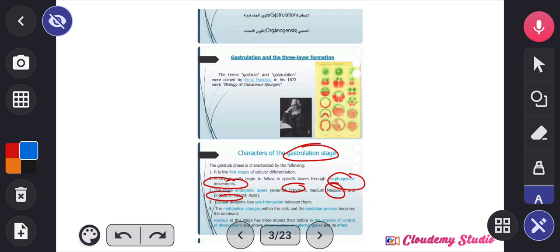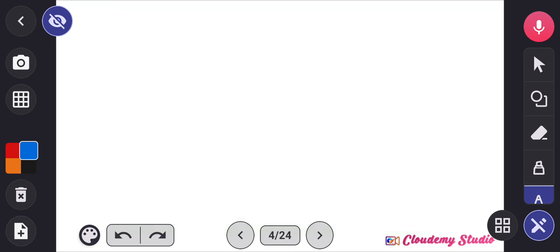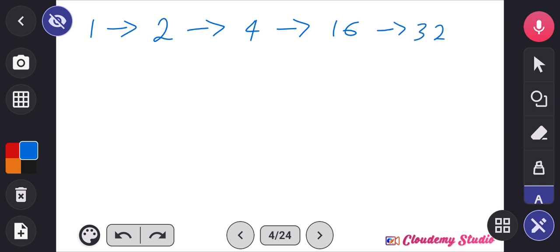And we are going to be doing a particular video on that aspect of embryology, which is fate map. Now, we have talked about the first step, the second step, the third one, and the fourth one is that cellular division still continues during gastrulation, but cellular divisions lose synchronization between them, which means cell divisions are not synchronized. For example, during the early stage of cleavage, one cell divides into two, two cells divide into four, four cells divide into 16, and 16 cells divide into 32, called the morula. 32 can now divide into 64.